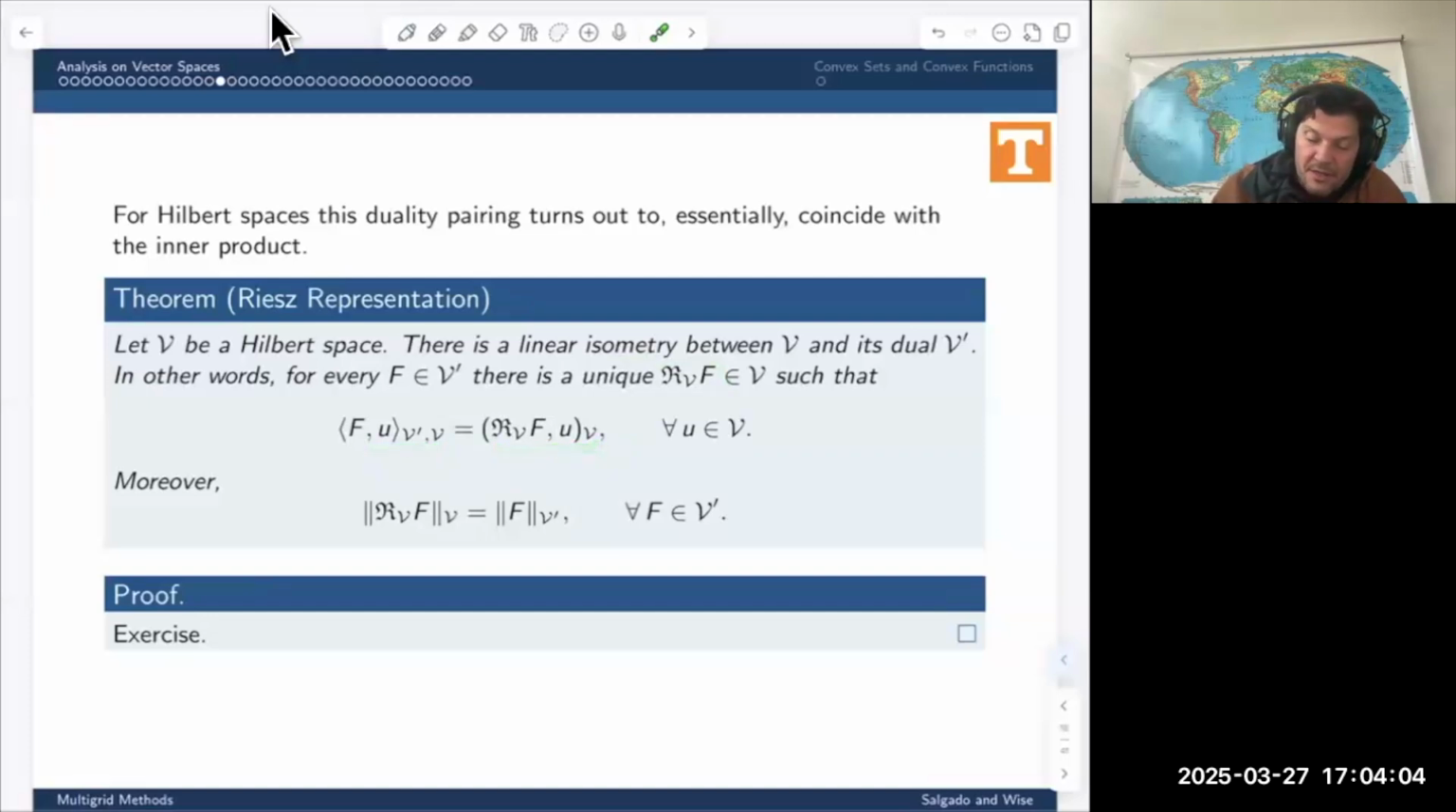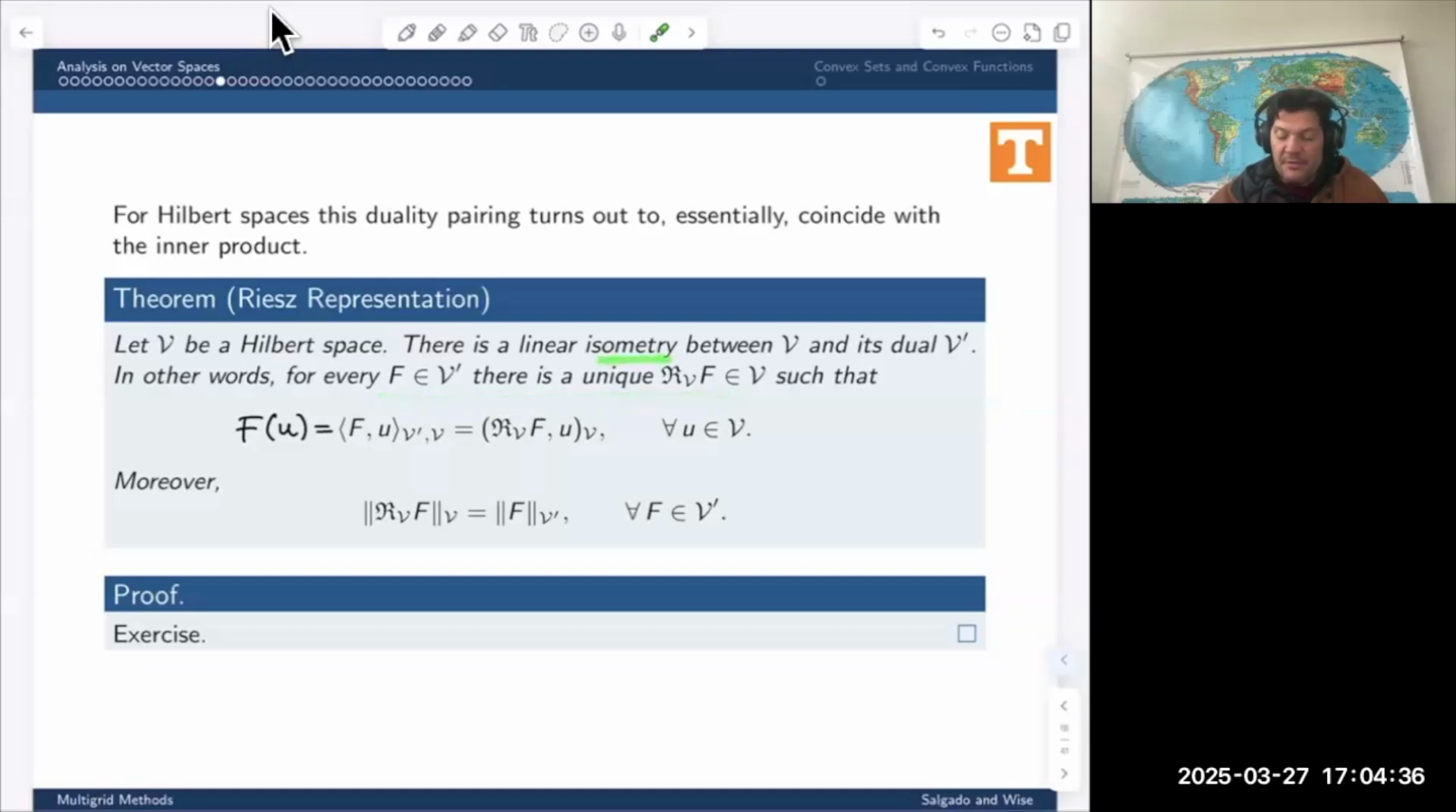Another way of saying this is that the action of f on u, which is equal to the dual pairing, is just equal to the inner product of the representer against u. Okay, this is the Riesz representation theorem. The second part of Riesz representation is that, well, I guess this defines the one-to-oneness.